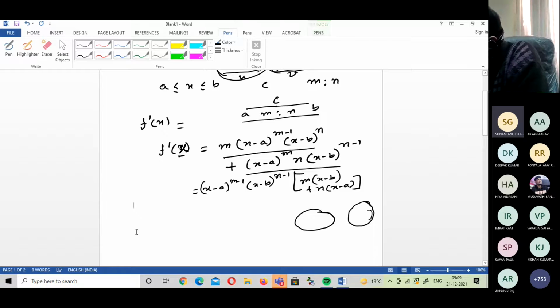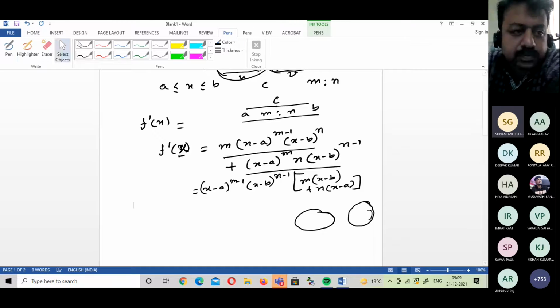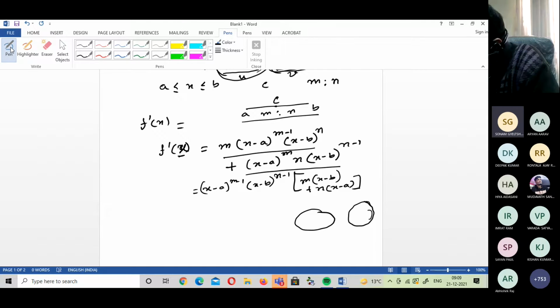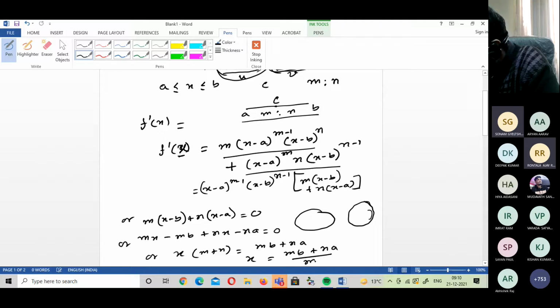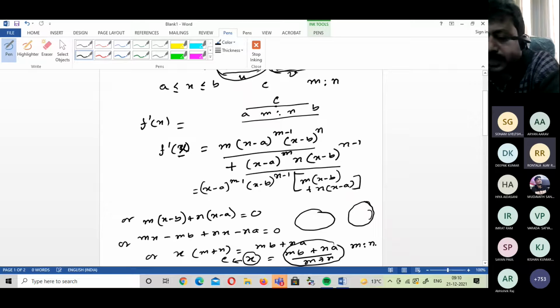Okay. Now here, if m into x minus b plus n into x minus a equals 0, then mx minus mb plus nx minus na equals 0. So you can easily write x into m plus n equals mb plus na. So x can be written as mb plus na by m plus n. Now if this is the point C, then C divides the interval in the ratio m is to n. Okay.